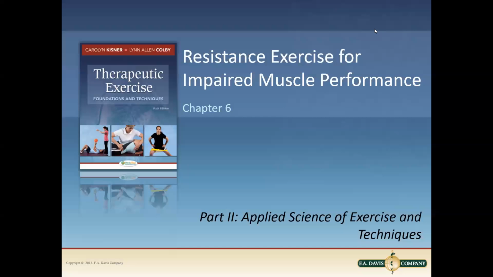So now that we've talked about cardiac performance, we're now going to talk about resistive performance. So resistive exercises, we're now starting to add some form of resistance.